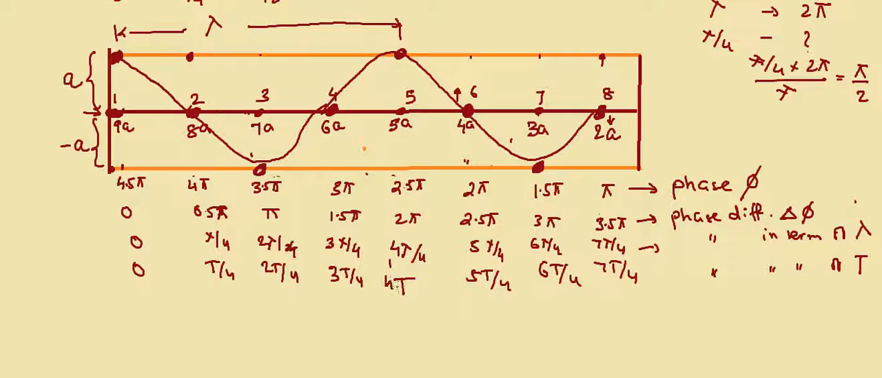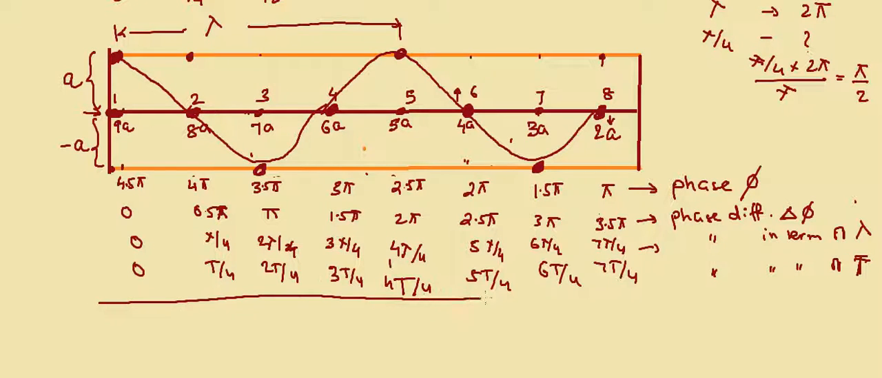This T can be written as 4T by 4. And 6T by 4 can also be written as 3T by 2, but to have uniformity, to show that this is T by 4, this is 2T by 4, and 3T by 4, we have put it like this. So this is phase difference in terms of time period.